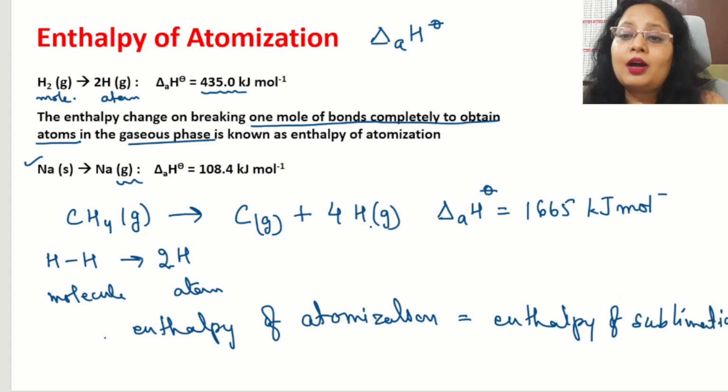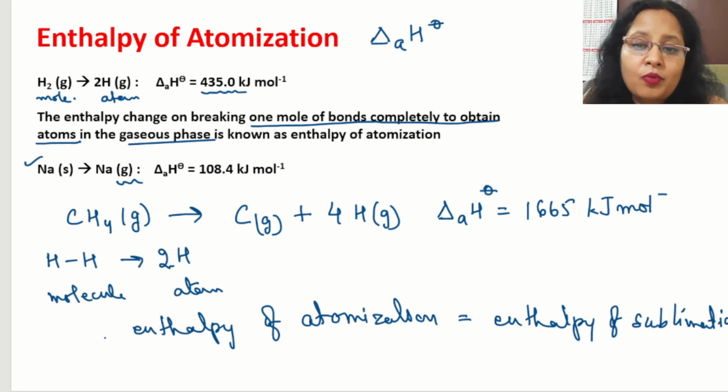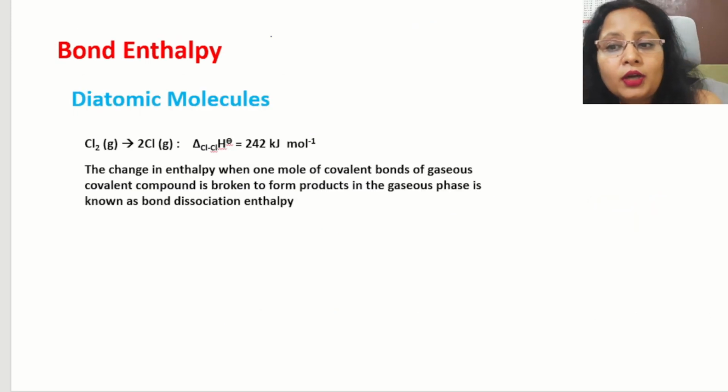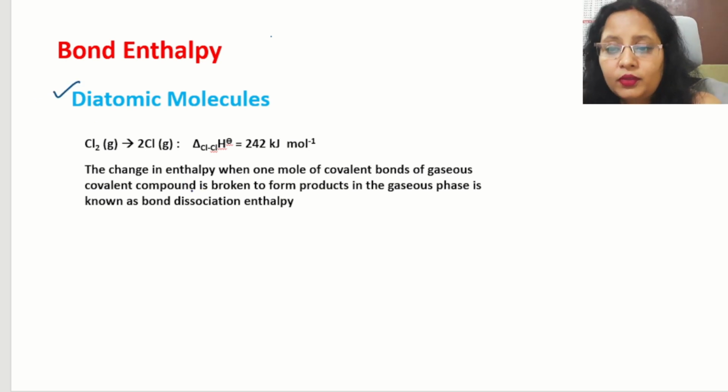Clear? Now come to the next point, which is a more elaborated term of enthalpy of atomization, which is bond enthalpy. As the name suggests, we will talk about bonds. Here we have two parts. One is the bond enthalpy of diatomic molecules. The other part is the bond enthalpy of polyatomic molecules. First we start with diatomic molecules.